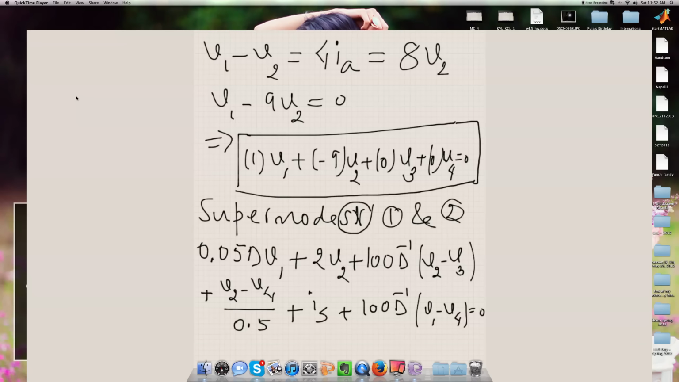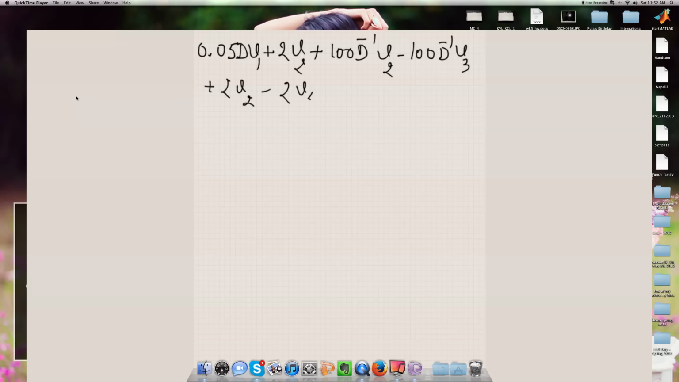Next is simplification of this expression, which is then 0.05 d/dt of V1 plus 2V2 plus 100 integral of V sub 2 minus 100 integral of V sub 3, then plus 2V2 minus 2V4 plus I sub s plus 100 integral of V sub 1 minus 100 integral of V sub 4 equals 0. This is a large expression, but nothing we cannot handle.